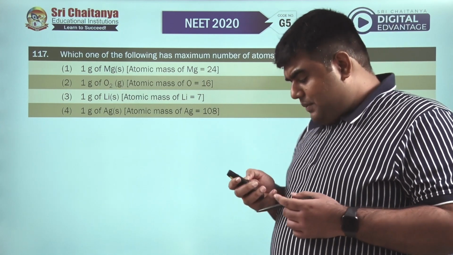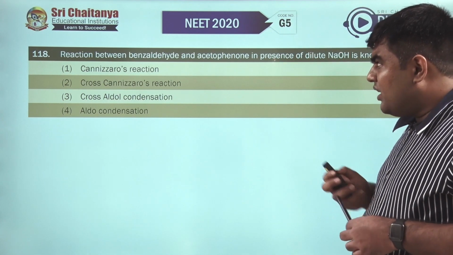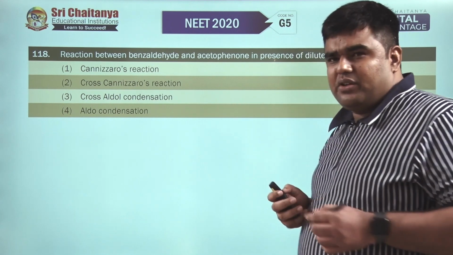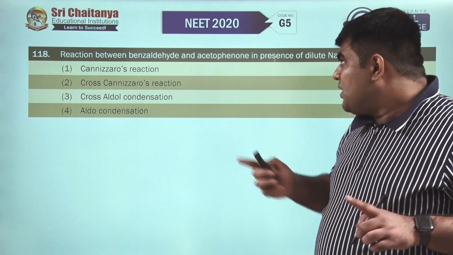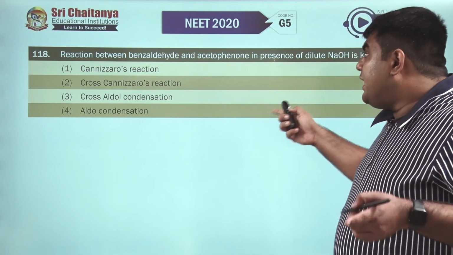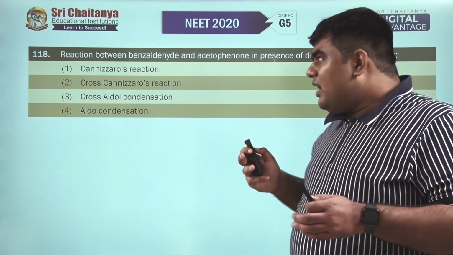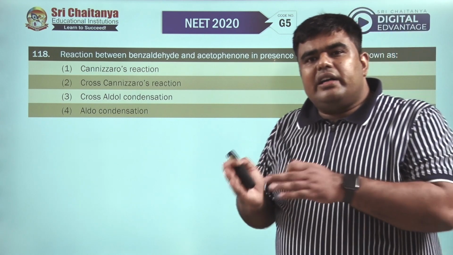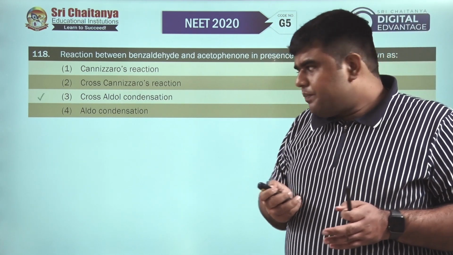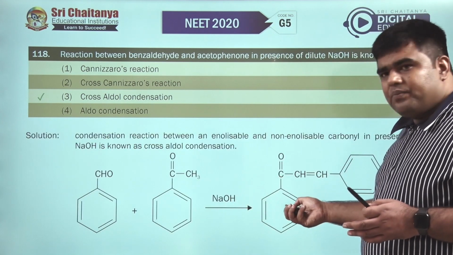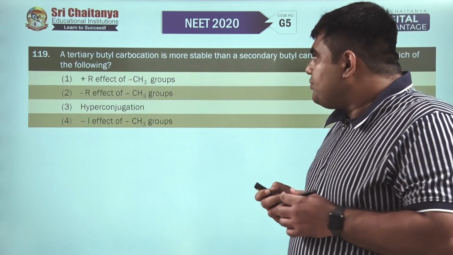Now moving to question number 118, the reaction between benzaldehyde and acetophenone. Benzaldehyde, if we see, is non-enolizable and acetophenone is enolizable in the presence of dilute NaOH. So we have been given an enolizable carbonyl and a non-enolizable carbonyl, so it will show cross-aldol condensation. This is the reaction, we'll get this product, and this is an example of cross-aldol.